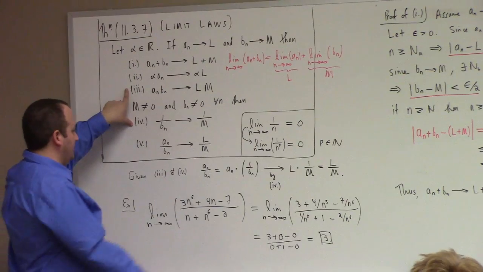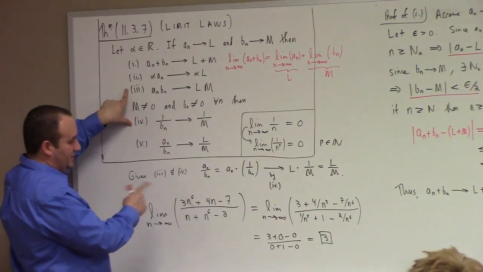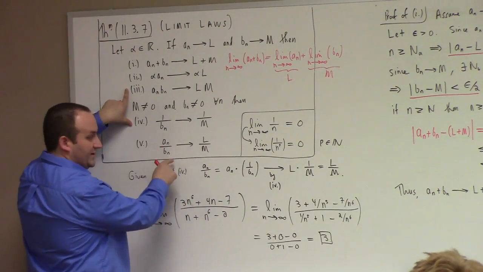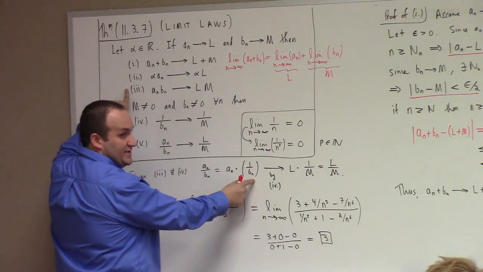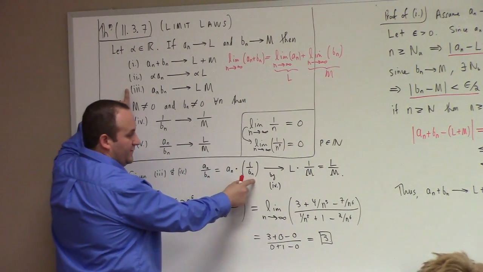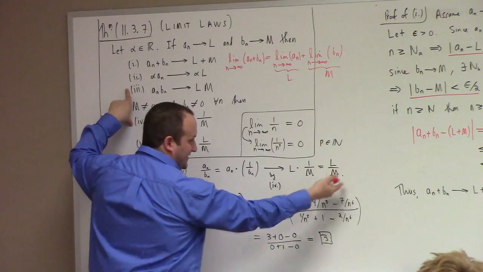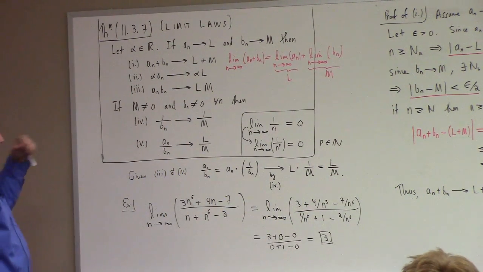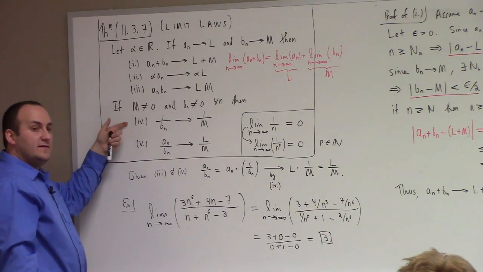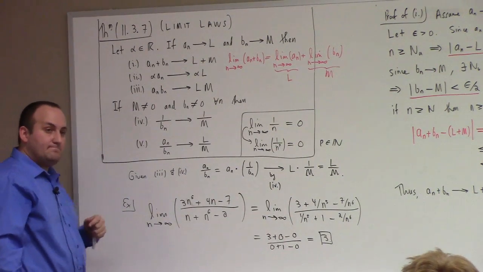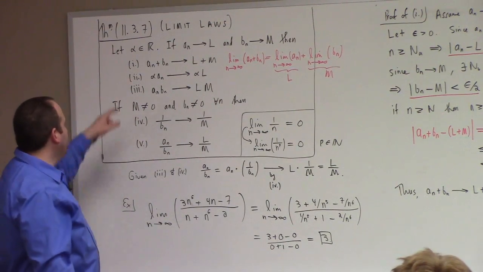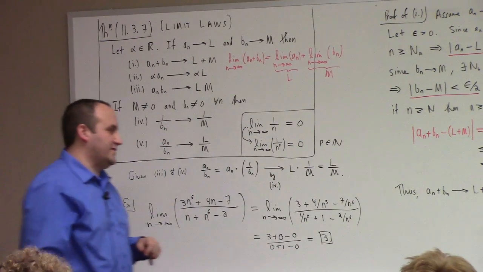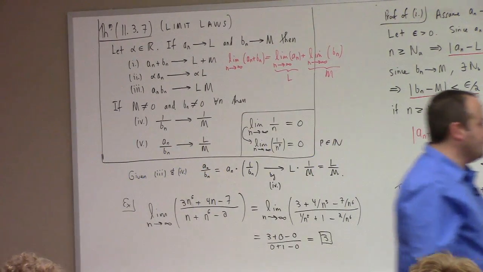Here's the argument. If I know 3 and 4 are true, then if I look at a sub n over b sub n, that's a sub n times 1 over b sub n. Using 4, this converges to 1 over m, but that's L over m. Bam. Done. And I'm going to give you a proof of 4 using a different theorem in just a minute. Maybe we can even prove 3 with the other theorem. I'm not sure. I have to think about that some more.